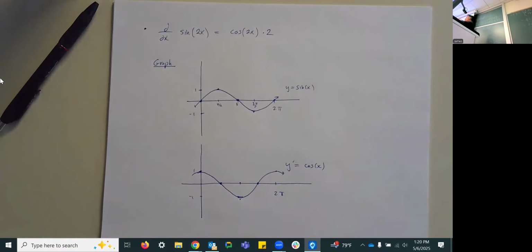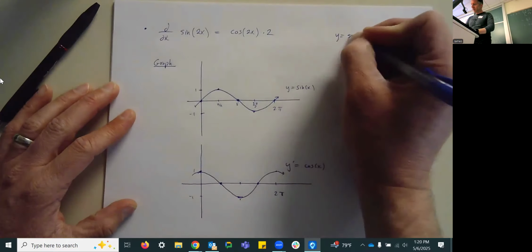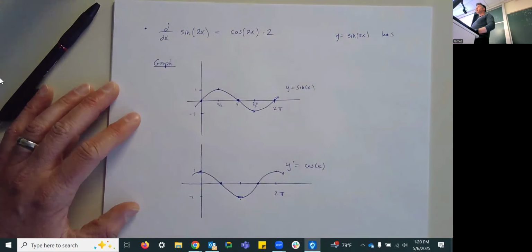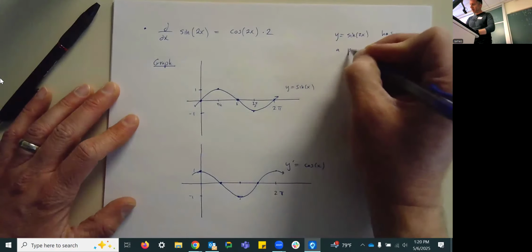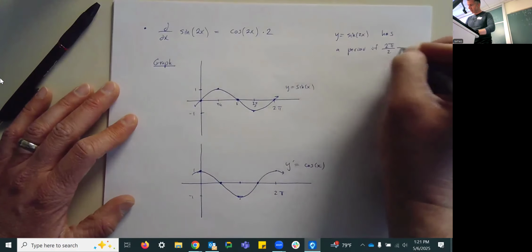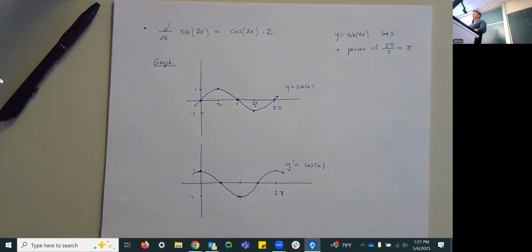What does the 2 do to the sine function for sine of 2x? Well, y equal to sine of 2x has a shorter period. It has a period of 2 pi divided by 2, which is just pi. So for the sine of 2x graph, we're going to get the whole cycle of going up and then back to the middle, then down and then back to the middle in half the x distance.